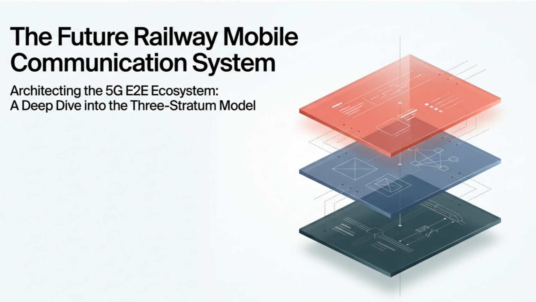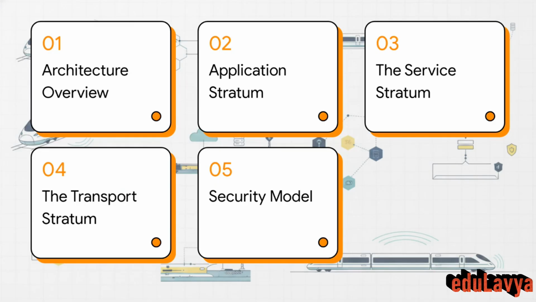Today, we're taking on a massive, honestly vital topic, demystifying the overarching architecture of the Future Railway Mobile Communications System, or FRMCS. We're going to break down exactly how modern railways are going to manage the just unimaginable flows of data needed to keep trains running safely, efficiently, and automatically. And to really get our heads around that, we have to look at the very foundation of its design, the three stratum layers. Here's our roadmap for this explainer.